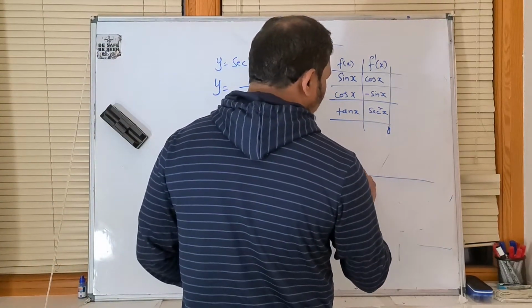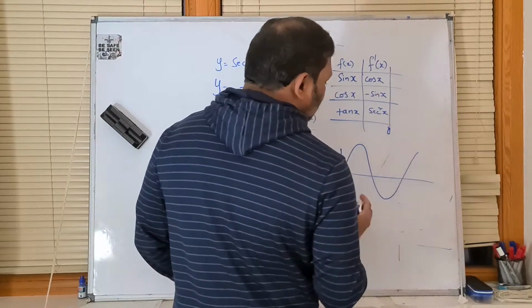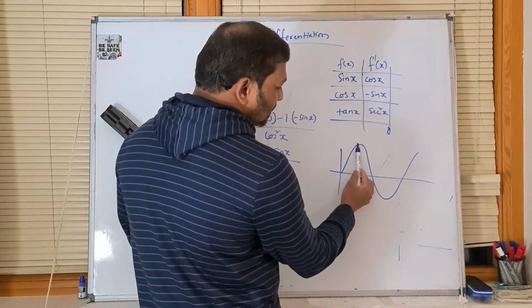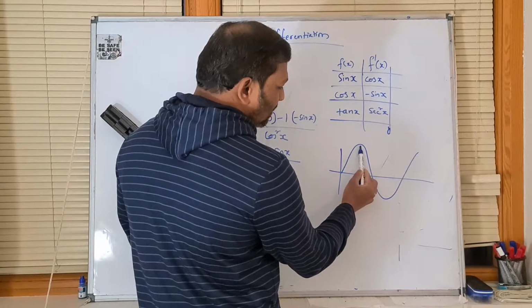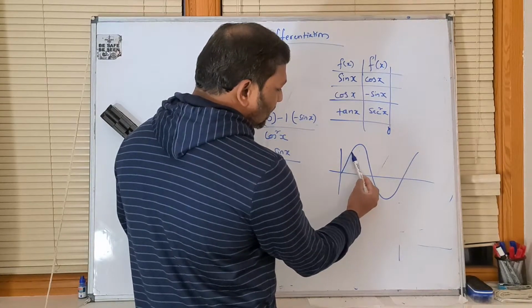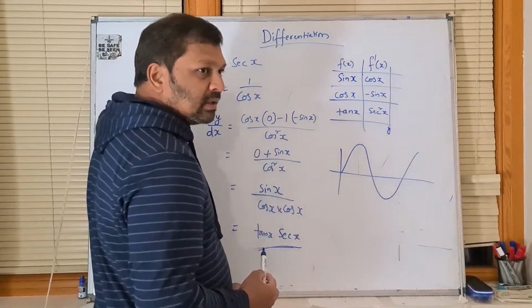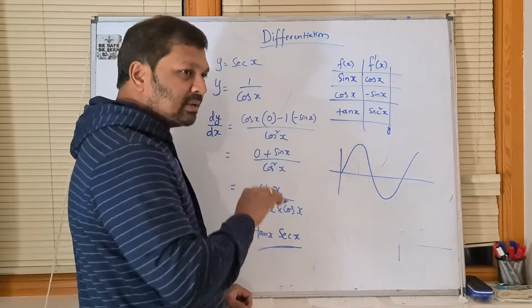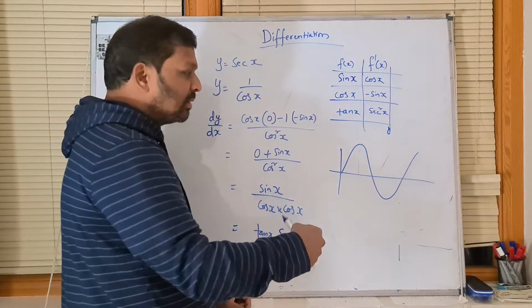Also, to illustrate, what is the sine graph? It is going to follow like this. Where is the slope highest here? Let's analyze only this part up to 90 degrees. Where is the slope highest? At the tip, the slope is 0, because it took a U-turn.